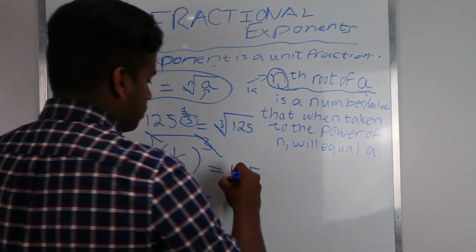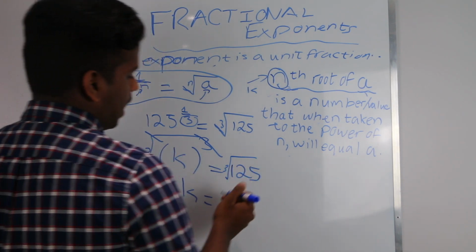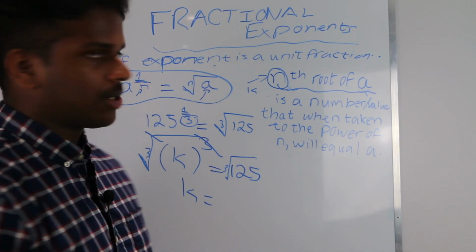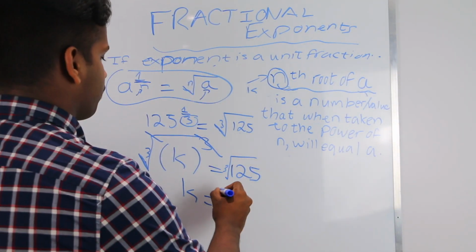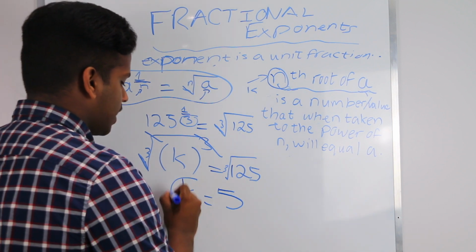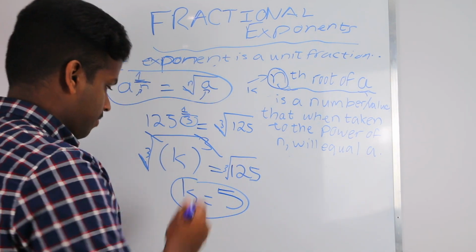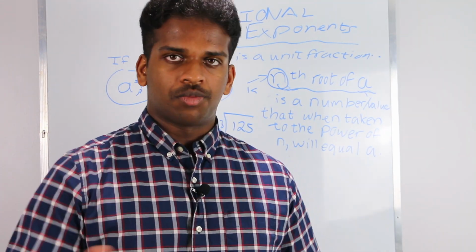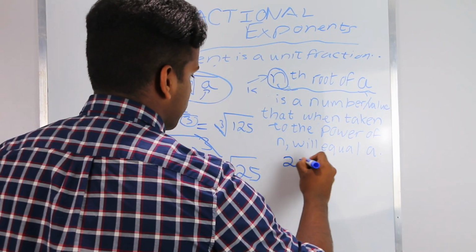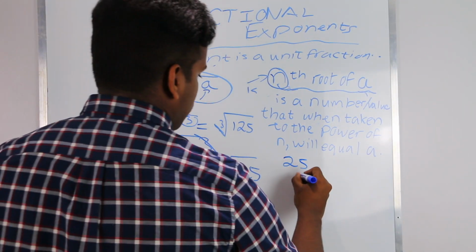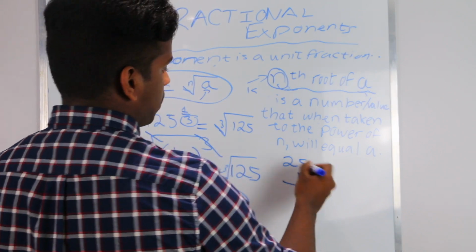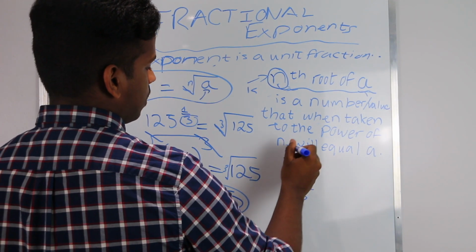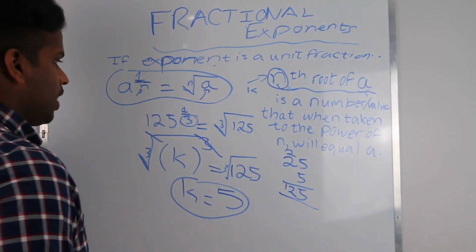What we do to one side, we do to the other side. So k equals the cube root of 125. What is the cube root of 125? If you plug it into your calculator, you will know that it is 5. Just to show you how I got it: 5 squared is 25, and 25 times 5 is 125. So 5 cubed is 125.